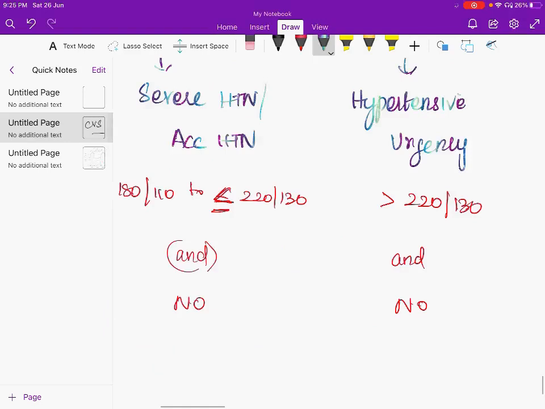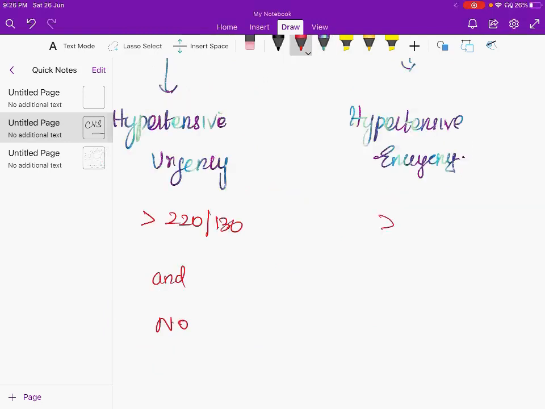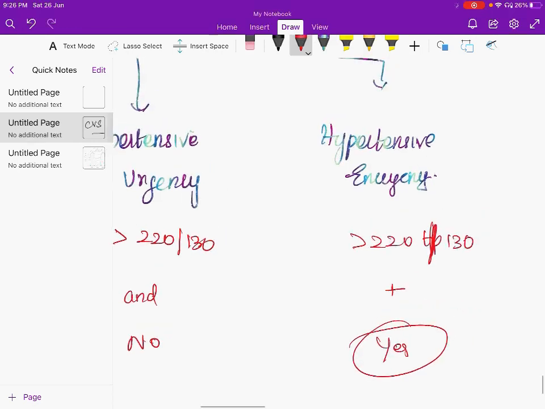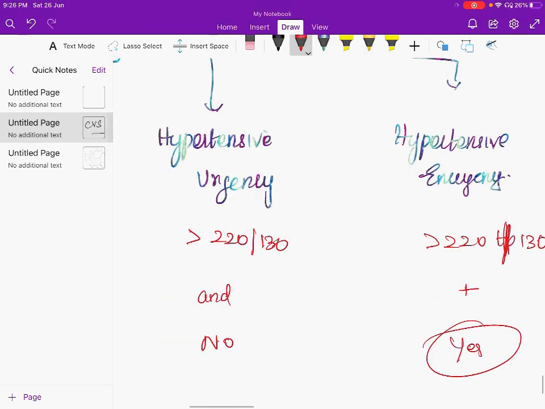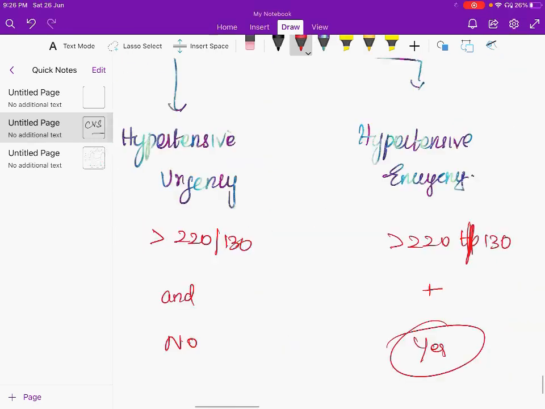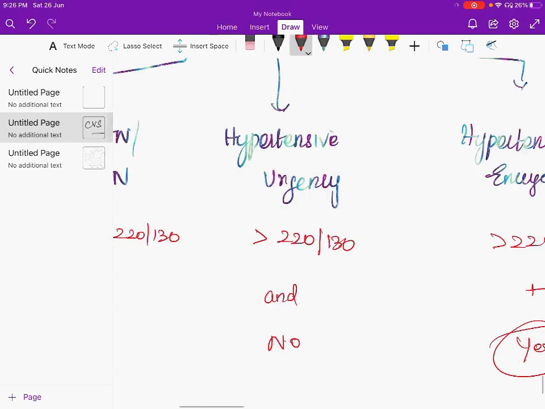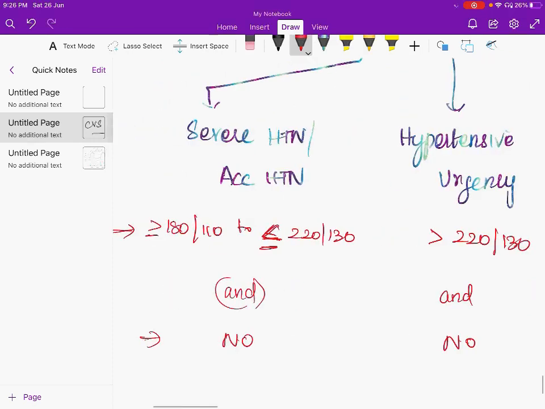So hypertensive emergency is nothing but BP of more than 220/130 with your end organ damage. So if there is end organ damage, we will call it hypertensive emergency. Without end organ damage, we will call it hypertensive urgency. And without end organ damage with a BP in the range of 180 to 220, you will call it severe hypertension or accelerated hypertension.